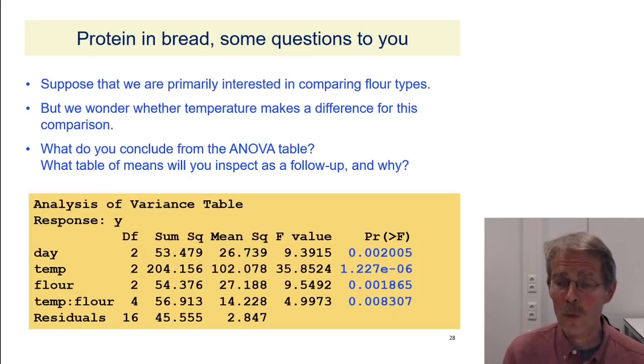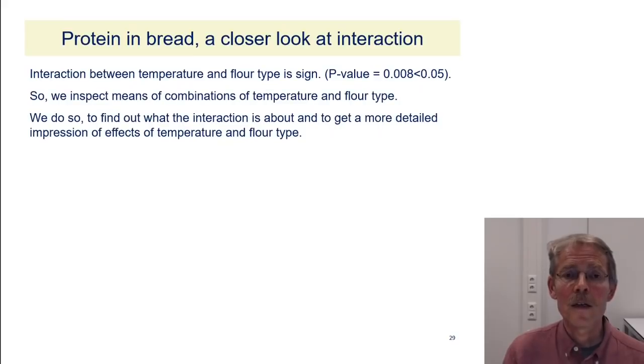So interaction is important, and that means that we don't look at main effects. You only look at main effects when you can ignore interaction. As soon as there is interaction, meaning that you cannot look at flour type separately from temperature, you don't look at main effects, because that is looking at them separately, and you shouldn't do so when there is significant interaction. Okay, what to do? We have to look at combinations of temperature and flour type. So we have to ask R for a table of means of combinations of temperature and flour type.